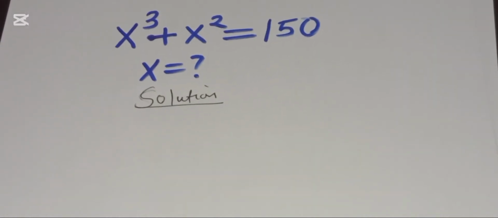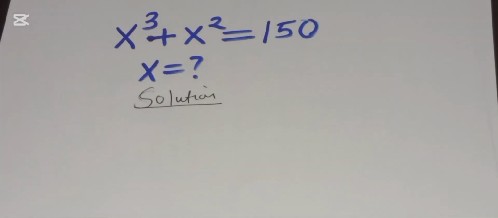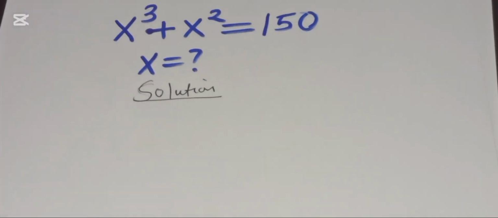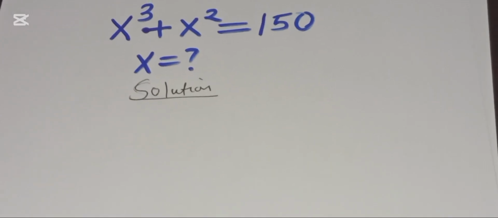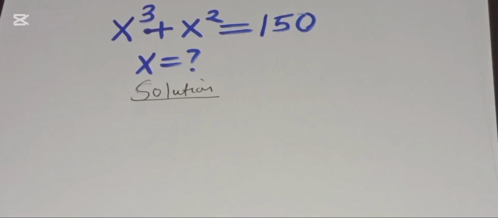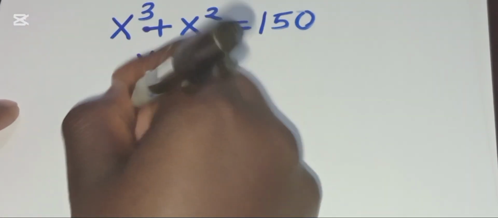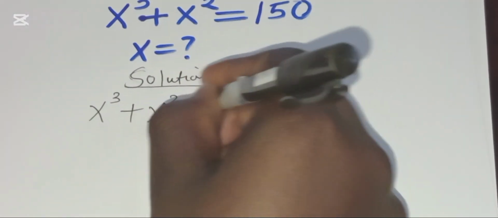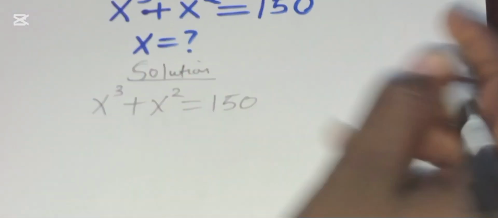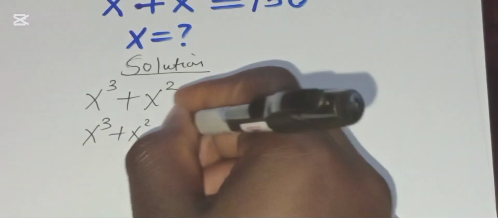Let's provide a solution given this nice algebra problem, which is x raised to power 3 plus x raised to power 2. This is equal to 150. So what is the value of x? Solution: we have x raised to power 3 plus x squared, this is equal to 150. So we'll have x cubed plus x squared.